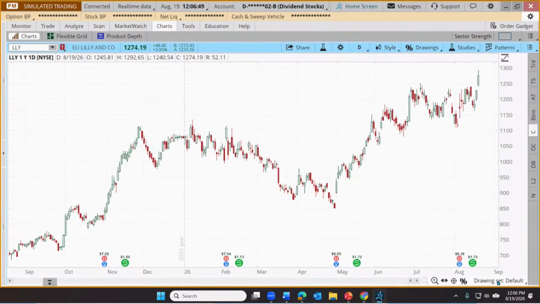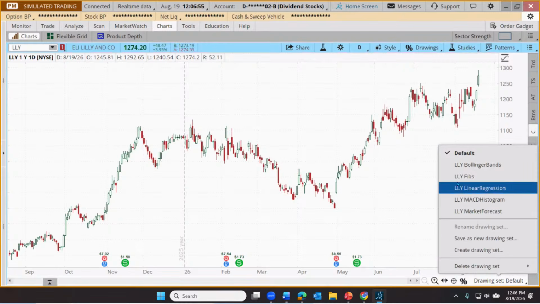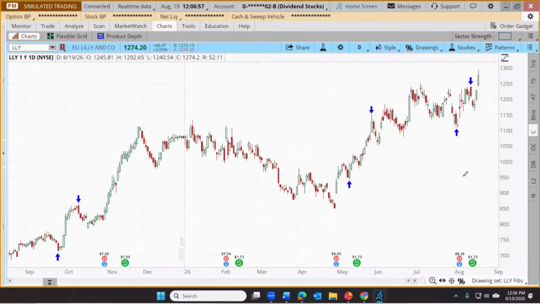And I have something to help me out. Before the webcast started, for each of our examples today, I've made some drawings on the chart. So we're going to load up our LLY fibs. Fibonacci's are commonly referred to as fibs.